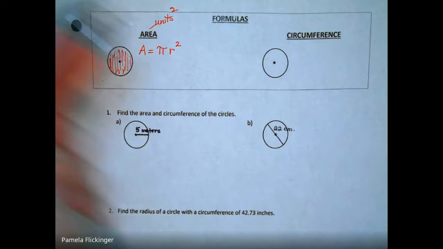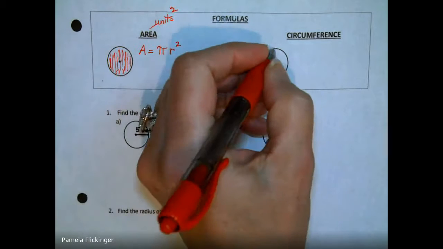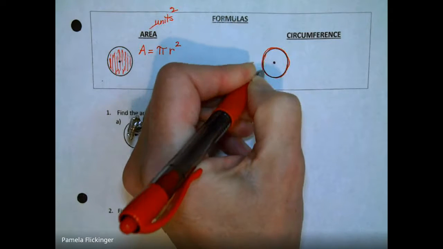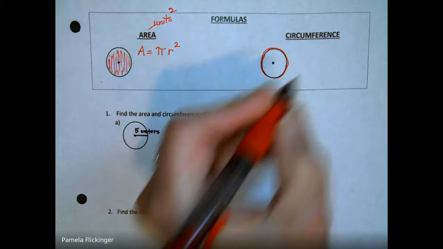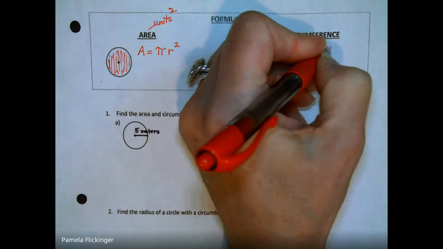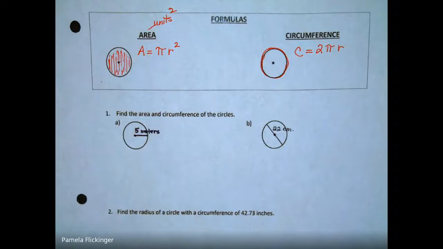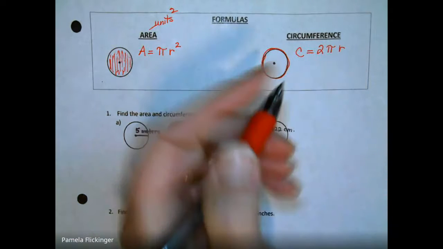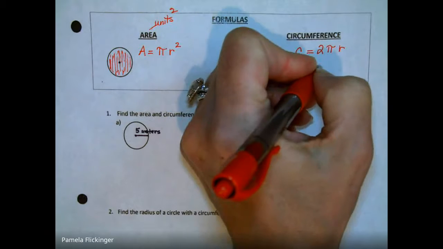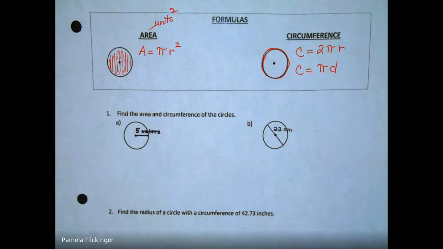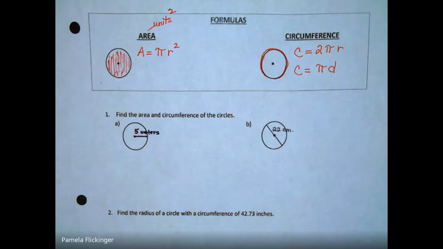Okay. Circumference of a circle is the distance around. It's the perimeter, so to speak, of a circle. But it's called circumference. We use a capital C, and that formula is 2 times pi times r, 2 pi r. Now, we mentioned earlier that 2 radius is also the diameter, so you might see it just as pi times the diameter. All right. You should have those formulas memorized.